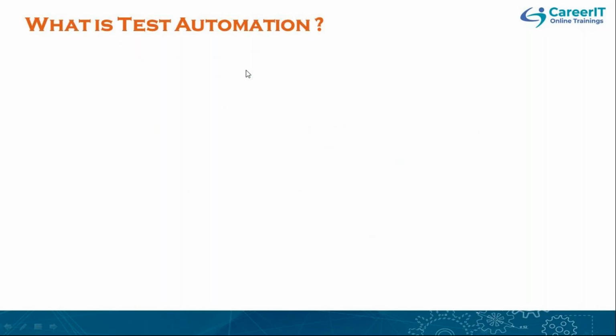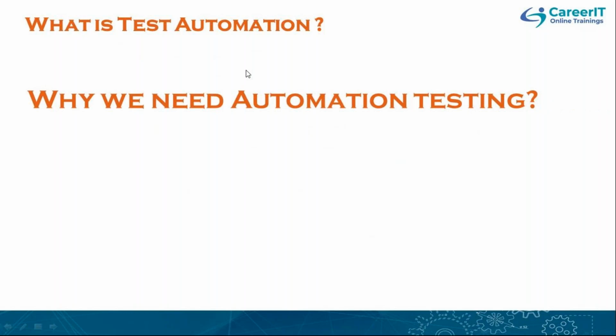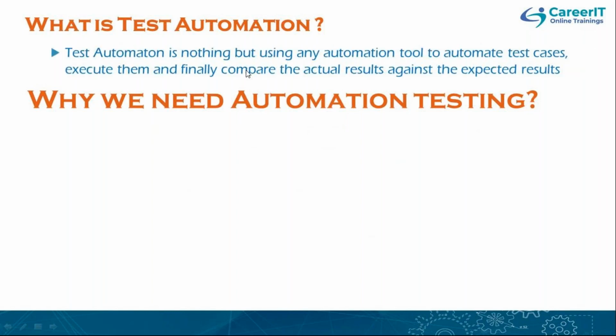It's not only in the software testing phase, it can be implemented in the development phase, in maintenance, or any other phases as well. But when it comes to the software testing track, let's try to understand what is test automation, and also why do we need test automation though we have manual testing already in place. First, let me tell you what is test automation.